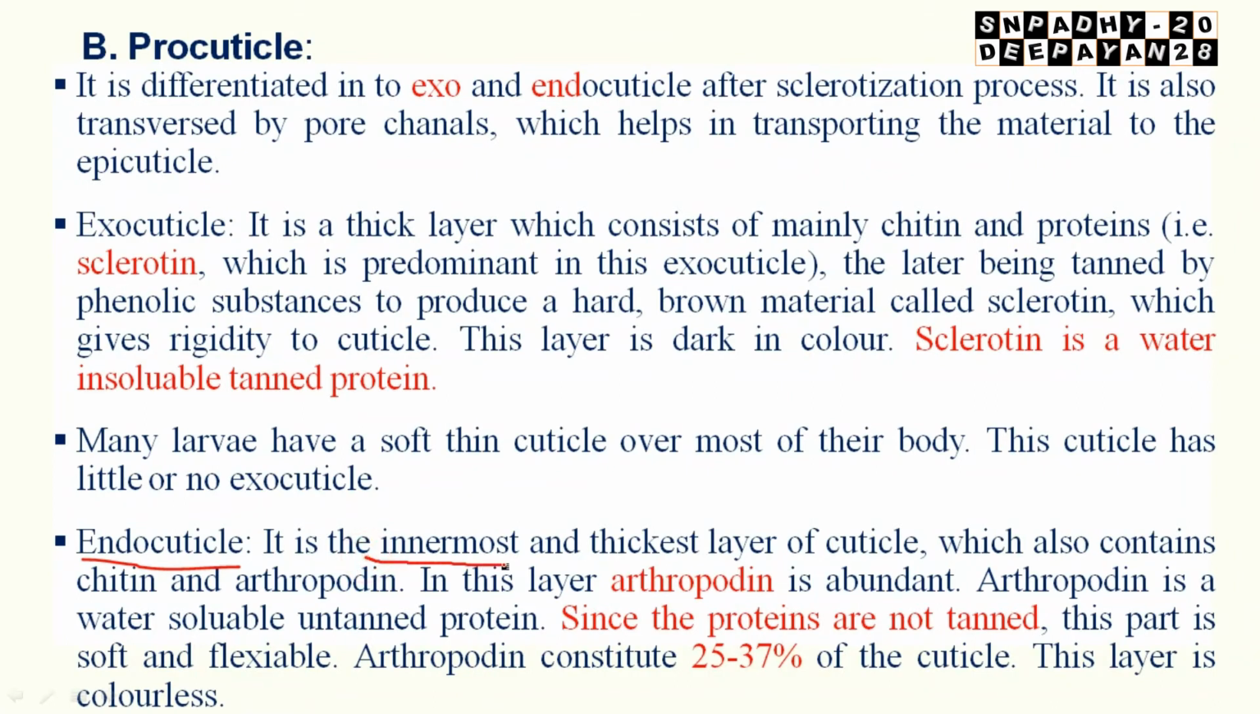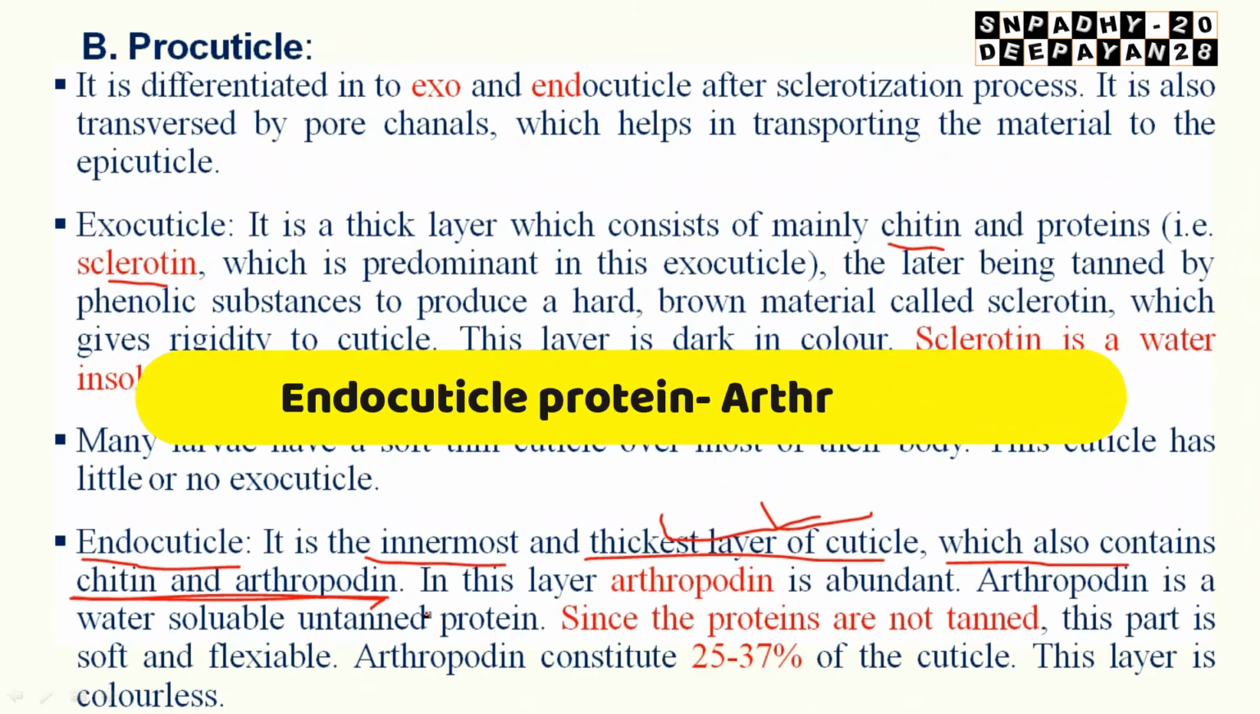Endocuticle is the innermost layer and it is the thickest layer of cuticle. Okay, this may come as a question: the thickest layer of cuticle is what? Endocuticle, which also contains chitin and arthropodin. You see the difference now? In case of exocuticle, chitin and sclerotin, but in case of endocuticle, it is chitin and arthropodin.